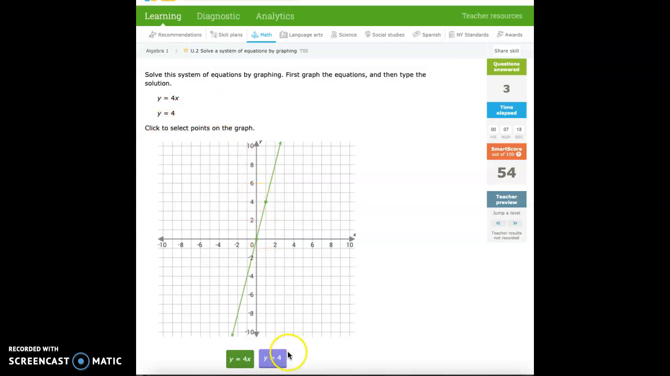Next equation is y equals 4. So our y-intercept is 4. And we don't have a slope. So our slope is 0. So it just stays at y equals 4. Straight horizontal line at 4 on the y-axis. And our solution is 1, 4.